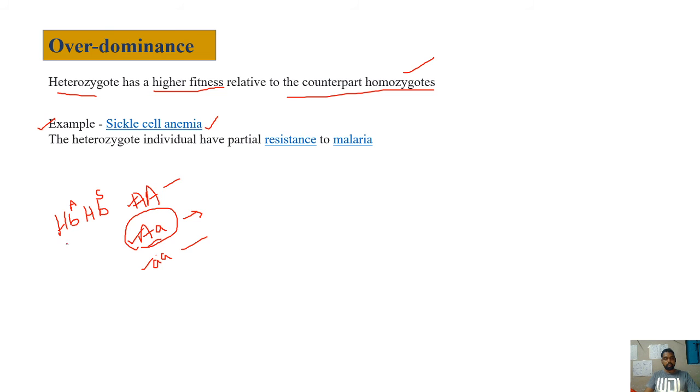When the person is heterozygous with respect to these alleles, he will have resistance against malaria. In the African population, you can see many people with the heterozygous condition with respect to sickle cell anemia. This is because they have resistance against malaria, which means the heterozygous has some kind of fitness over the counterpart homozygotes, that is HbA HbA and HbS HbS. This is what overdominance means.